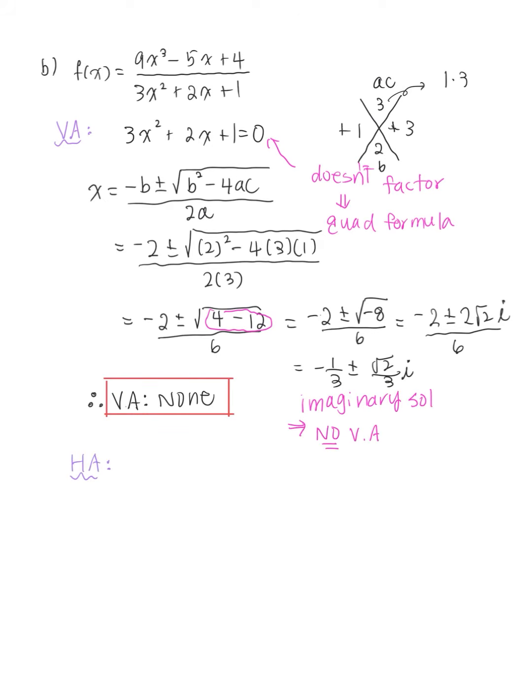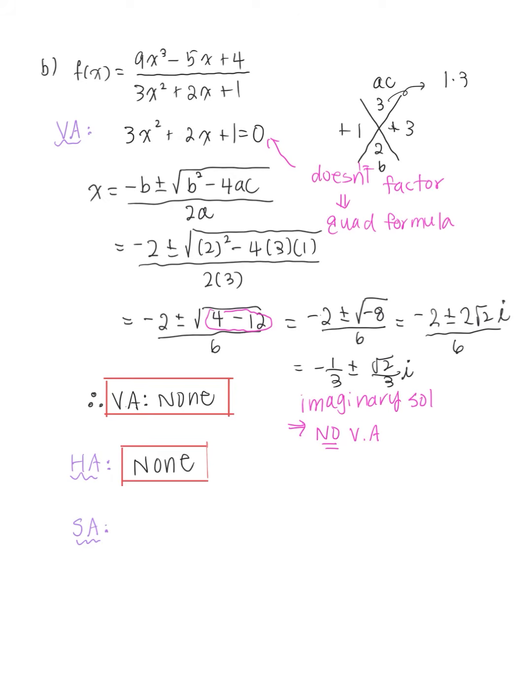Next, let's check for the horizontal asymptote. So again, the degree on the top is bigger than the degree on the bottom. So in this case, we do not have a horizontal asymptote. However, do you see that we're going to have a slant asymptote because the top degree is 3? That's exactly 1 higher than the degree of the bottom, which is 2. So let me just answer the horizontal asymptote. None.